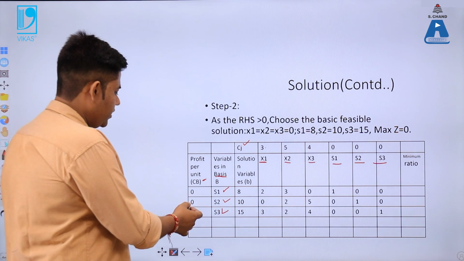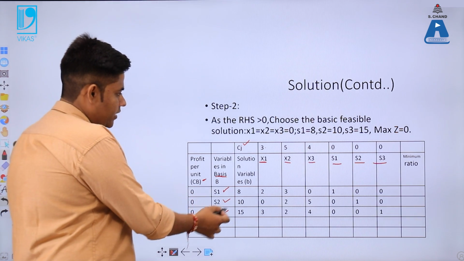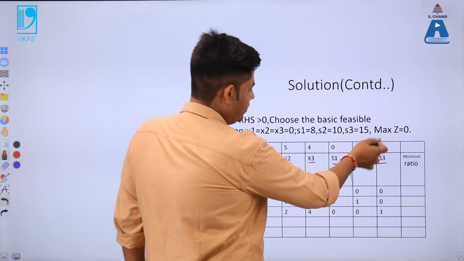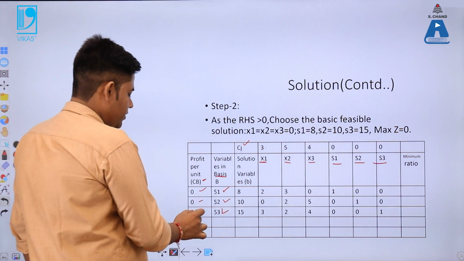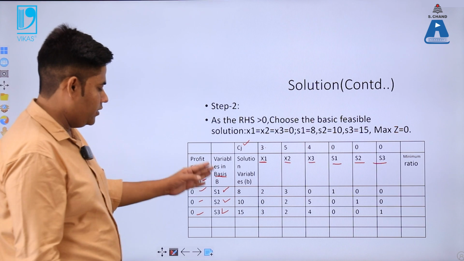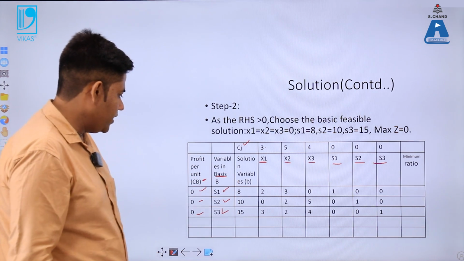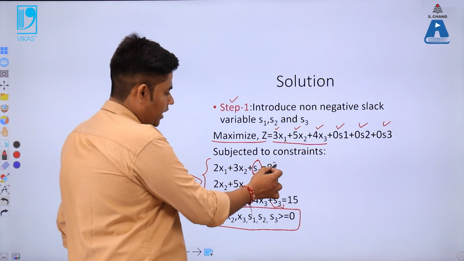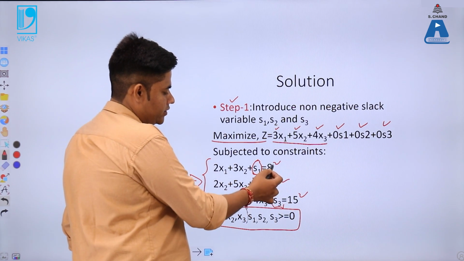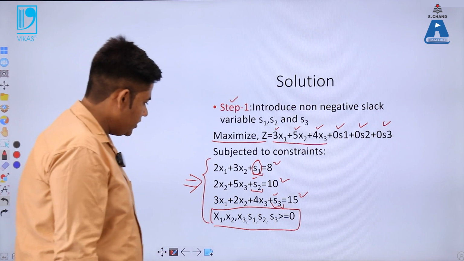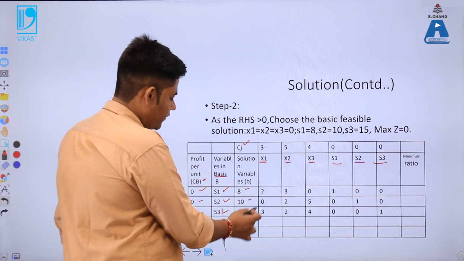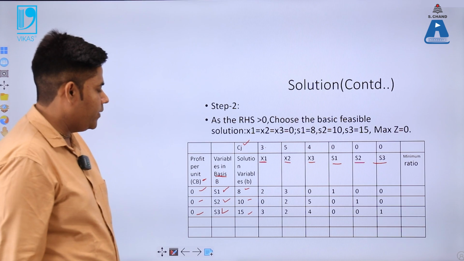Then what is the coefficient? Coefficients of S1, S2 and S3 from the objective function are 0, 0 and 0. So mention here 0, 0 and 0 because these are the coefficients of the slack variables. Then in the solution column, what is to be mentioned? In the solution column, the RHS part is to be mentioned, which is 8, 10 and 15. So mention here 8, 10 and 15. So these three are to be mentioned.